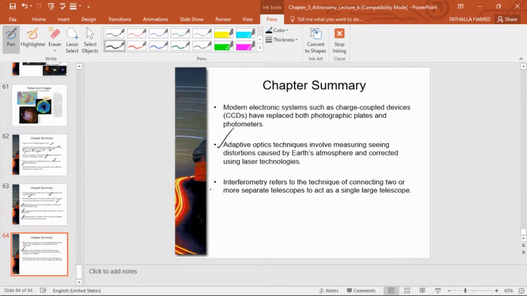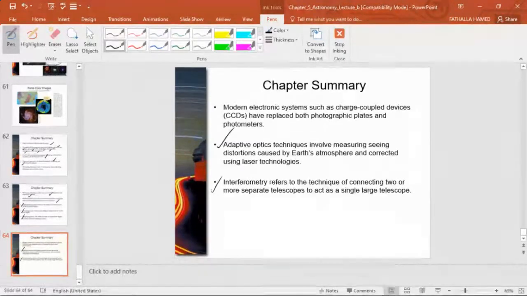And we talked about the technique which is interferometry. And I told you in the last lecture, if we wanted to look at M87, we needed a mirror the size of the whole Earth. But interferometry made that possible. So with this, we end chapter number 5. Are there any questions on what we discussed?